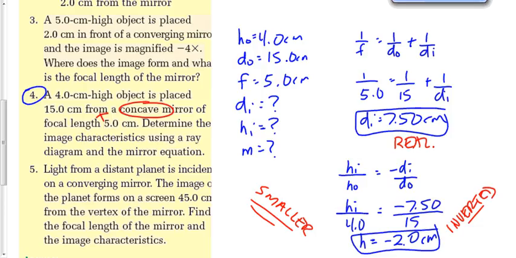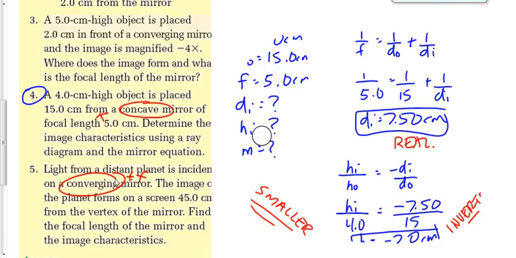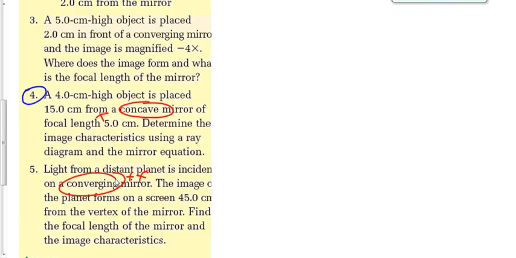It says light from a distant planet is incident on a converging mirror. Once again, we got a positive focal length. The image from the planet forms on a screen that's 45 centimeters from the vertex of the mirror. That's DI, that's the image distance, and we know that that's a real image, even though they don't tell us in so many words that it's a real image. We know that it's a real image because it's projected onto a screen. Okay, if we got a real image, it's projected onto a screen, and we know that we have a value for DI that's a positive value. So we're going to say for number 5, DI is positive 45.0 centimeters.